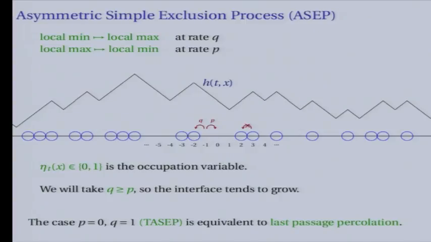And if one takes the case P equals 0, Q equals 1, this is the totally asymmetric exclusion process. And what happens here, well, particles can only jump in one direction, and this is equivalent to last passage percolation, which is also the sort of zero temperature limit of polymers. But I'm going to be interested in the asymmetric case, not the totally asymmetric case.